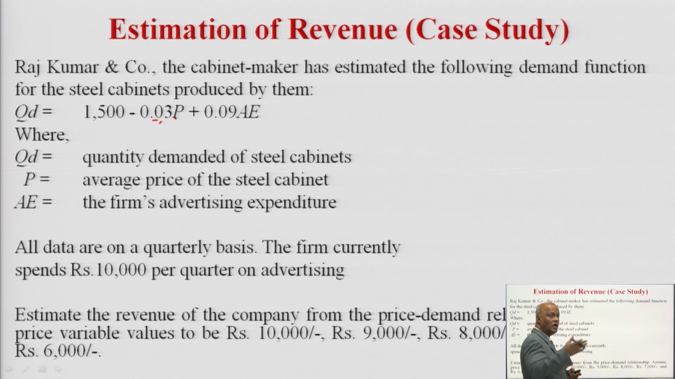Our purpose is to estimate the demand from the demand equation. Given the demand equation, already given to you through the regression analysis, now we have to compute what. Given the expenditure figure, the advertisement expenditure is 10,000 rupees per quarter, and the price range has also been given: 10,000, 9,000, 8,000, 7,000 and 6,000. The only thing is that we have to compute the quantity demanded, or the sales figure.